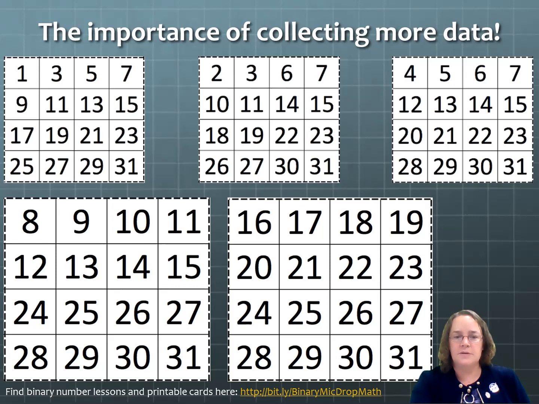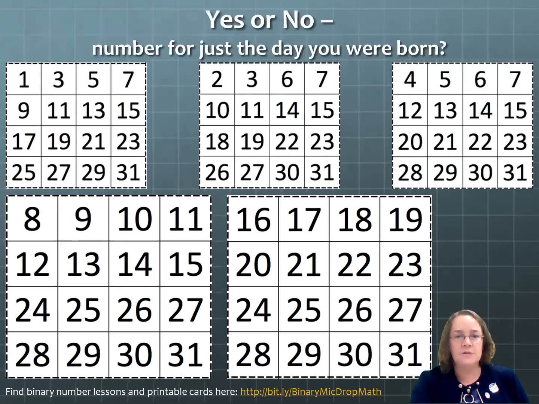The other cool thing that you can do with these cards is you can actually figure out the number that somebody is born, the day that they were born. So I would say to students, okay, now think of the number for just the day that you were born, not the month and the year, just the number for the day. And they would then tell me yes or no, is your number on the first card, the second card, third, fourth, fifth. So 5 yeses or nos, and I would be able to figure out their birthday pretty quickly.